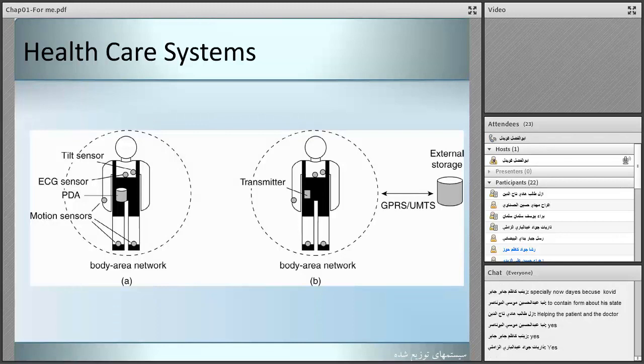Very good. So, when this is our main goal, we must keep in mind that healthcare systems must be easy to install. It must not annoy the patient. Can you understand what I am saying? It must be rahat. Okay?